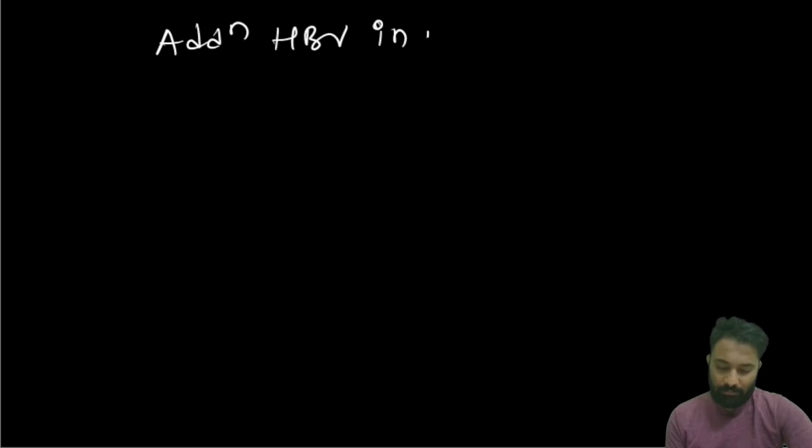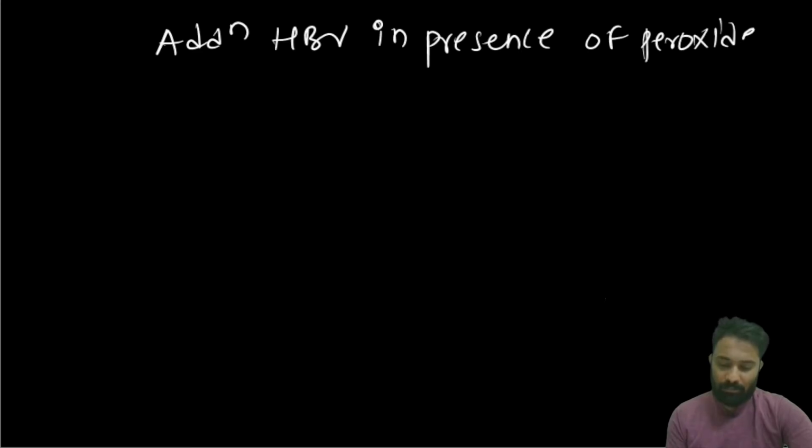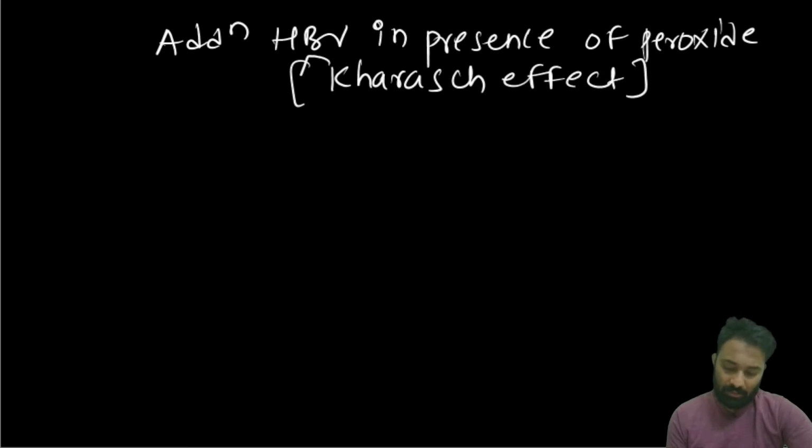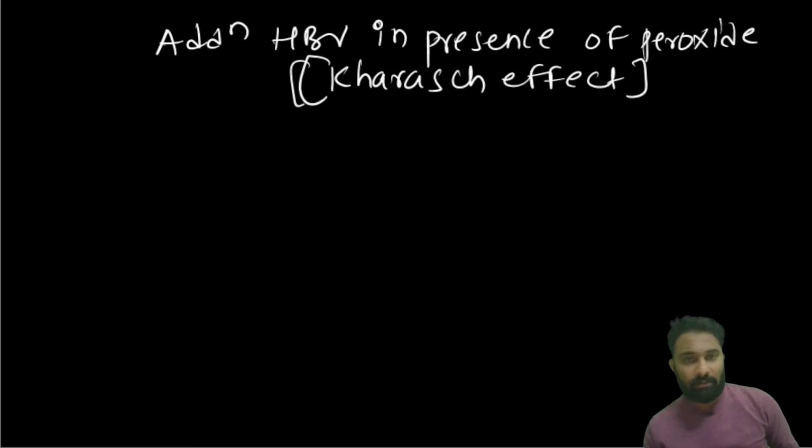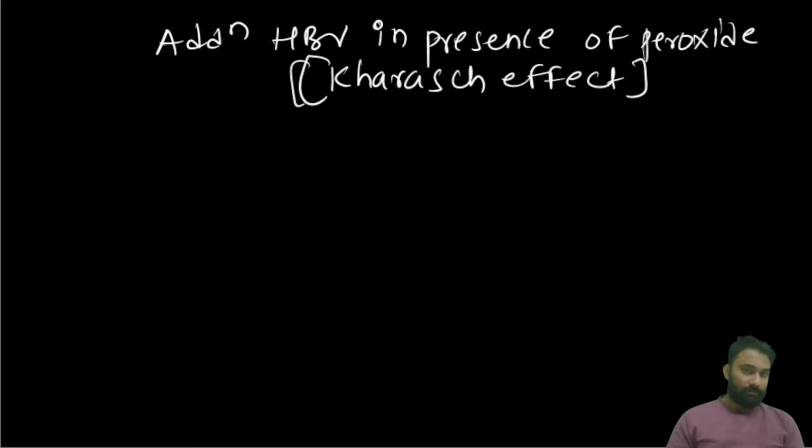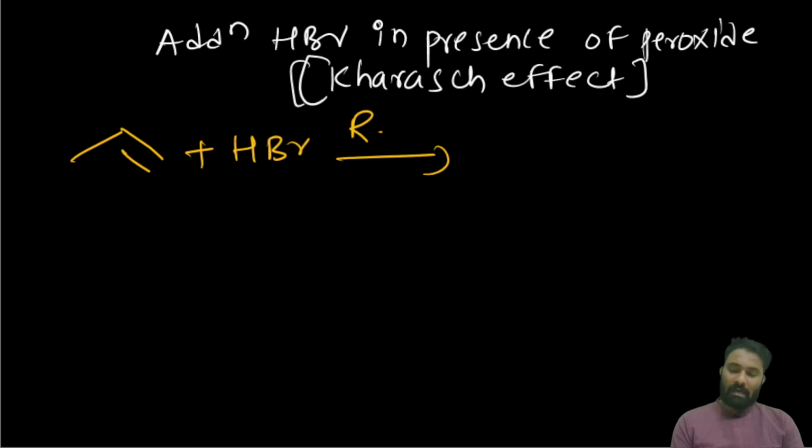in the presence of peroxide. In the presence of peroxide. Clear? This type of reaction we call the Kharasch effect. Done. Now in this Kharasch effect, clear? This is an alkene in the presence of HBr and organic peroxide.